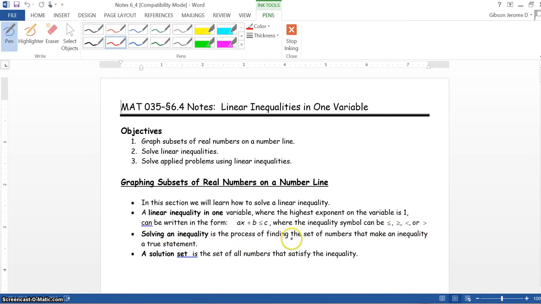Solving an inequality is the process of finding the set of numbers that make an inequality a true statement. A solution set is the set of all numbers that satisfy the inequality.